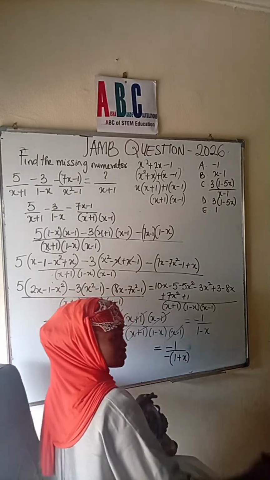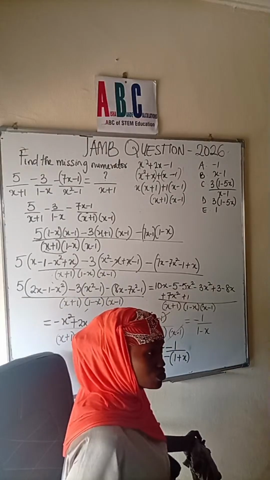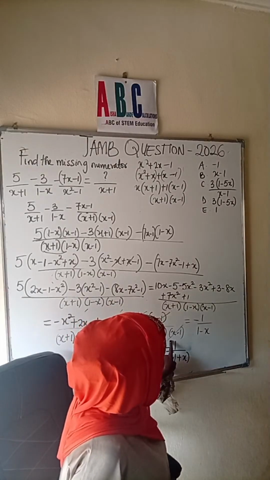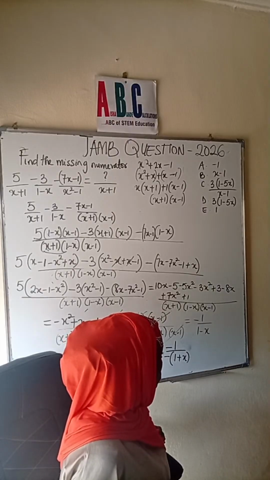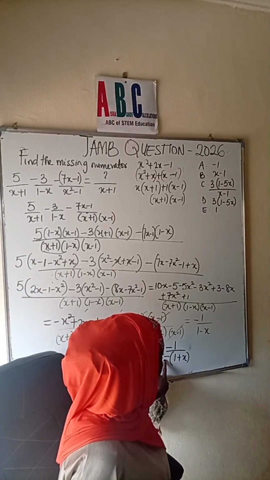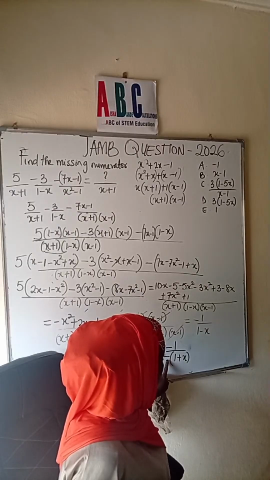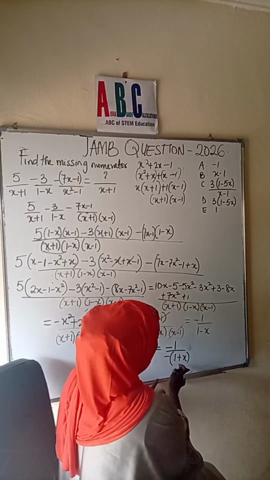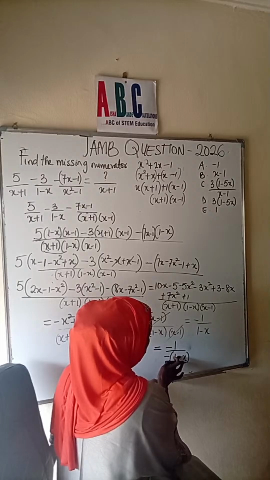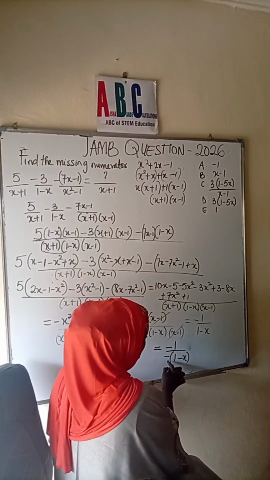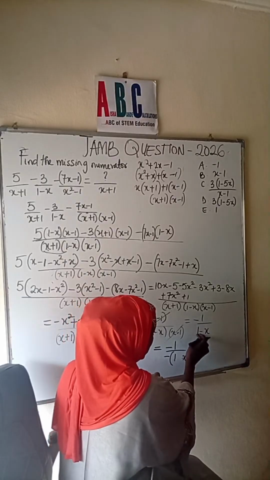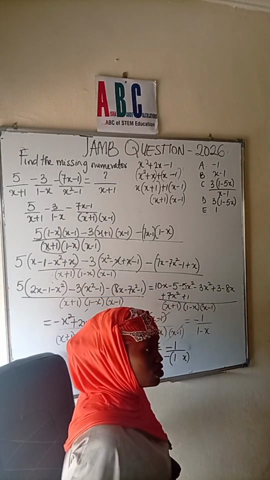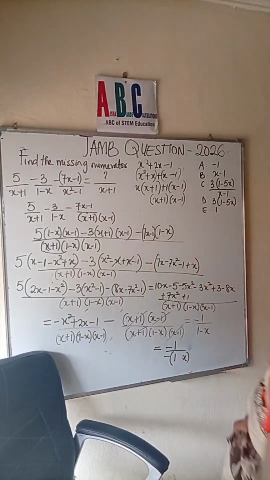Does this make sense? If you decide to factorize minus here at the denominator, what will this become? What is supposed to be here? This is supposed to be 1 minus x. It's now minus 1. If you want to factorize out minus from 1 minus x, what will it become? What will it become?